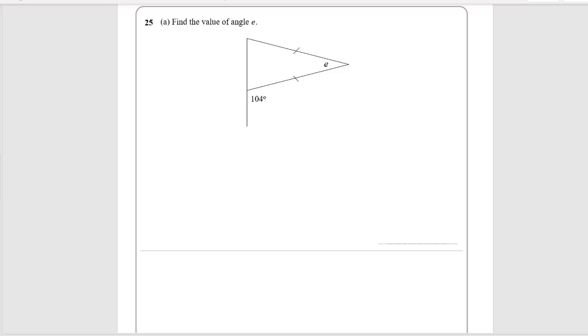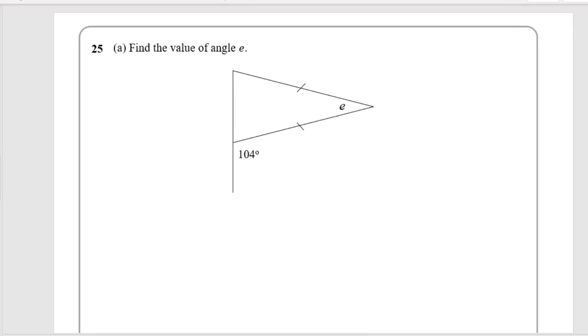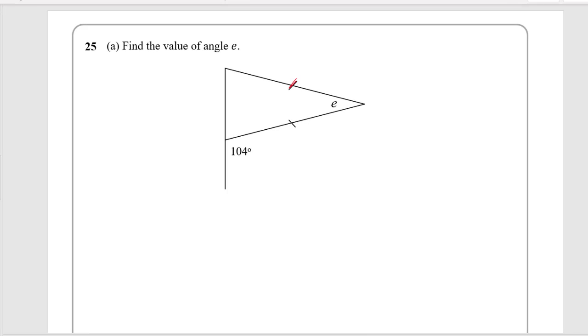Okay, so find the value of E. You can see it's an isosceles triangle, and because we've got these two lines here, so we're finding E. And we've got 104 here. Now that's a straight line, so we know angles in a straight line add up to 180 degrees. So we need to find this angle here, the one I just labeled now. So 180 take away 104. That gives us an answer of 76 degrees.